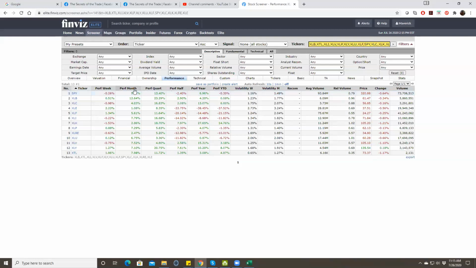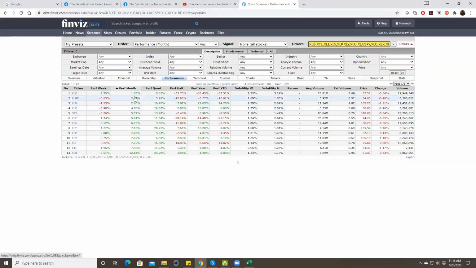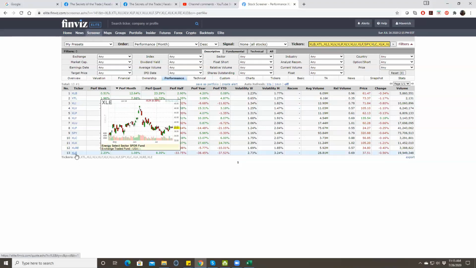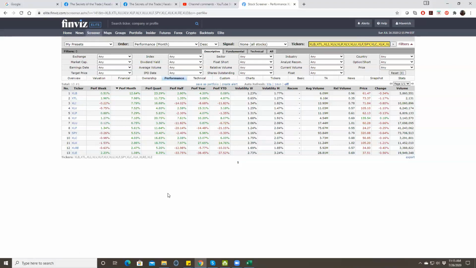I want to sort this by the performance for the last 30 days. Now I'm going to click on there. That's going to sort. It's going to put the worst performing at the top. You hit it again and it puts the best performing at the top. So over the last 30 days, the XLB, or the basic materials sector, has been the best performing. The worst performer has been energy. But you also might notice how well energy did for the last week.